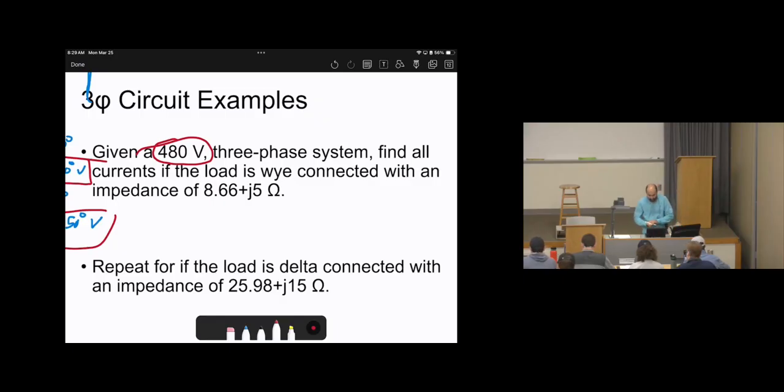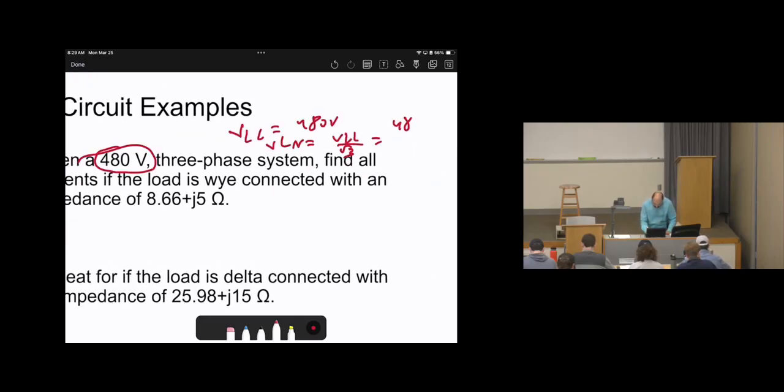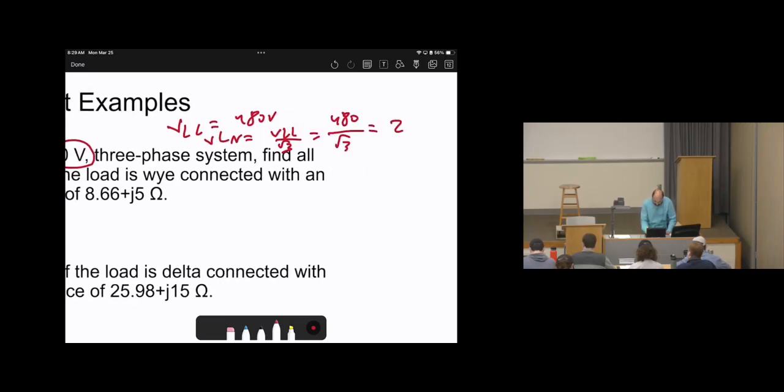So what should I do before analyzing anything? I'm going to say V line to line will be 480 volts. So V line to neutral equals V line to line divided by square root of 3. So it will be 480 over root 3. This will be 277.1. Then I can say VAN equals V line to neutral angle 0, because this is the phase we'll pick as a reference. So 277.1 angle 0 degrees volts. So I just calculated VAN.